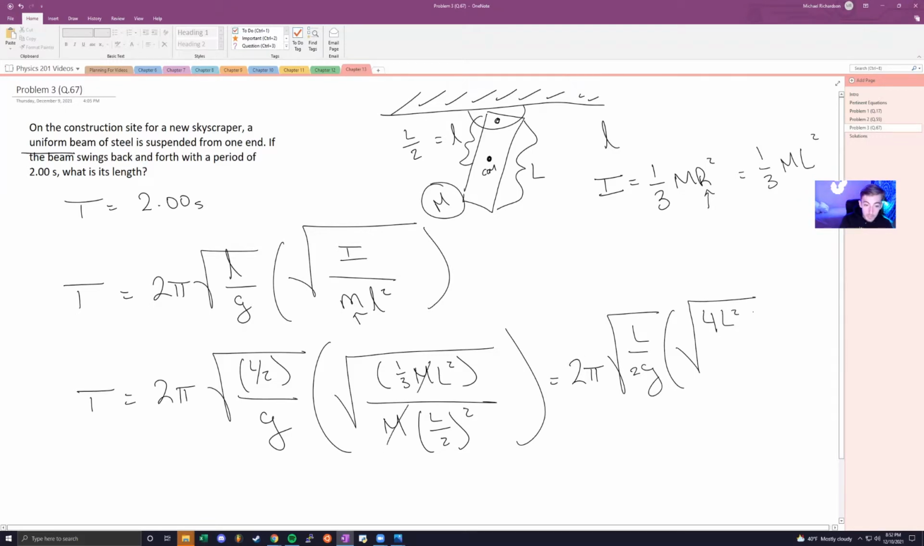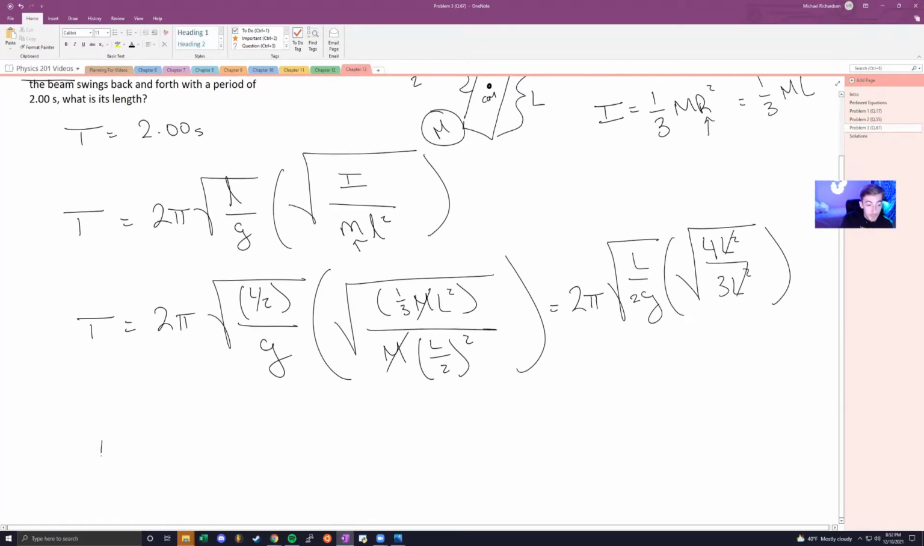These masses are going to cancel. 4L squared divided by 3L squared. These L's are going to cancel once again. And we get that our period is going to be equal to 2 pi times the square root of 4L over 6g, which is 2 pi times the square root of 2L over 3g.